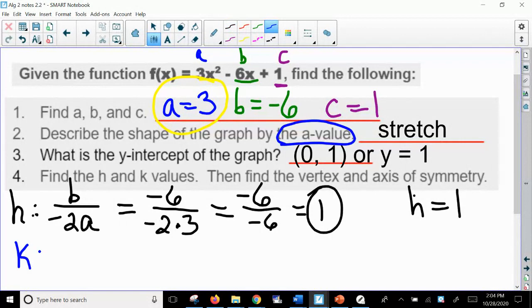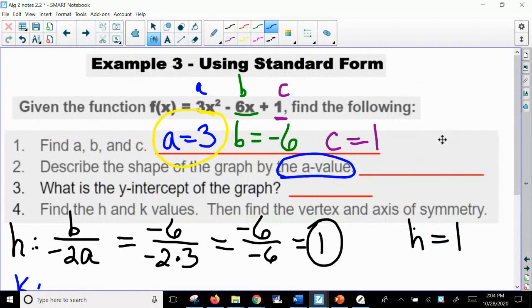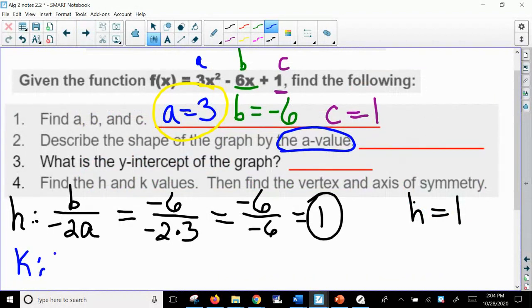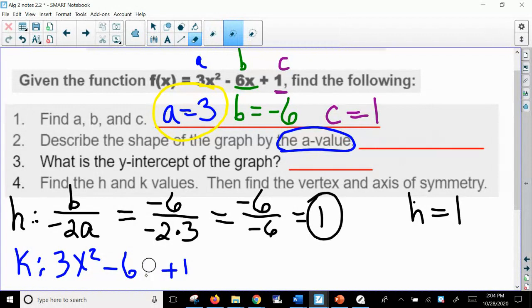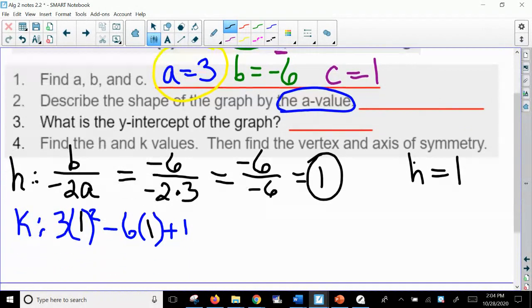Okay, what about the K? Remember, to find the K, what did it say on the previous slide? Evaluate the function by plugging in H for X. Our equation is 3x squared minus 6x plus 1. We are going to take out the x's and plug in H. So let me put parentheses here. So everywhere it used to be an X, I'm going to put a 1. See that? We're plugging in 1 for the X, and then we do the math.